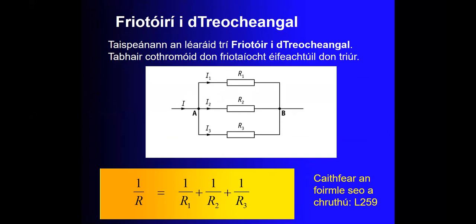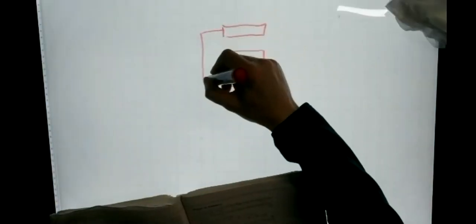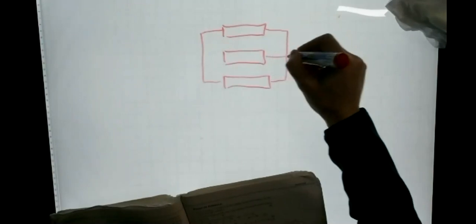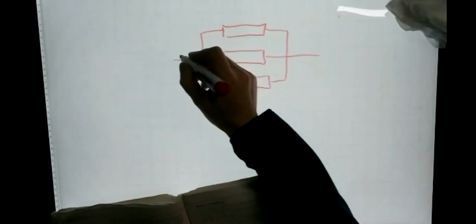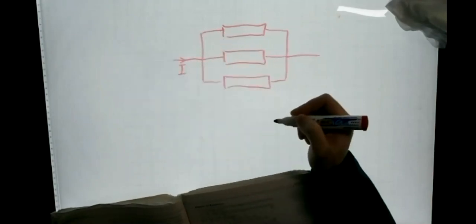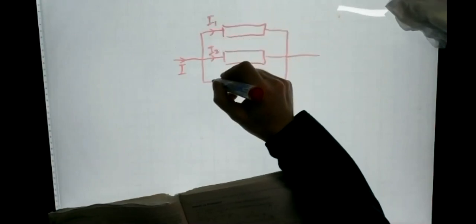Now the formula for this is 1 over R equals 1 over R1 plus 1 over R2 plus 1 over R3. So the three resistors are in parallel, and the current is I1, I2, I3.